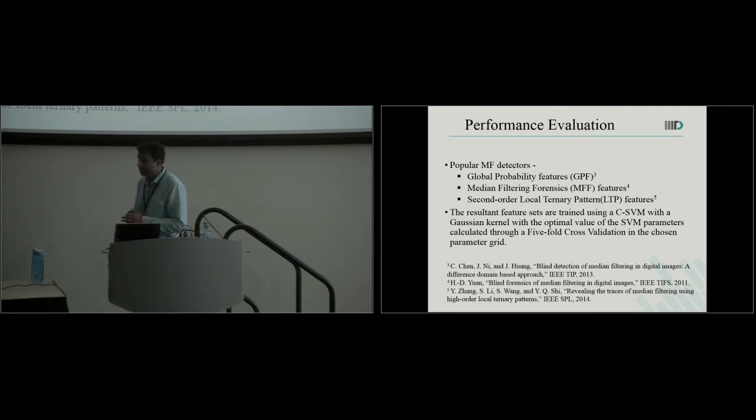So for the performance evaluation, we take up 3 different features: global probability features, median filtering forensic features, and second order LTP features. They're all pretty powerful and have shown very good performance for this one. And for the training and testing purpose, we use a CSVM and learn the parameters using 5-fold cross validation.